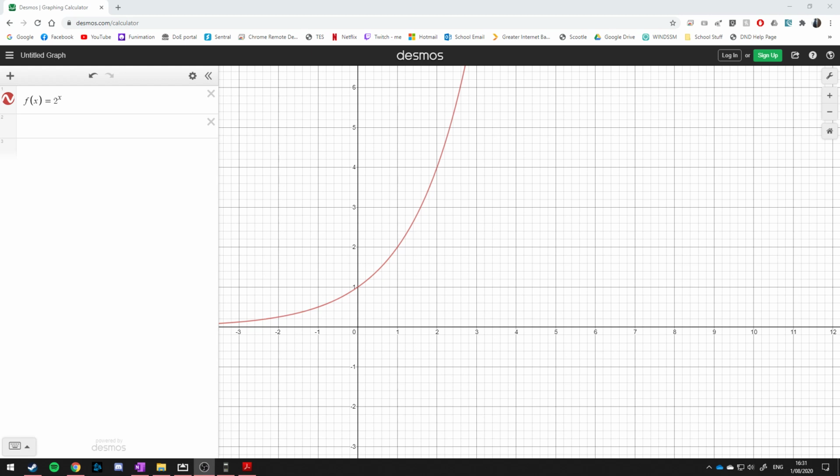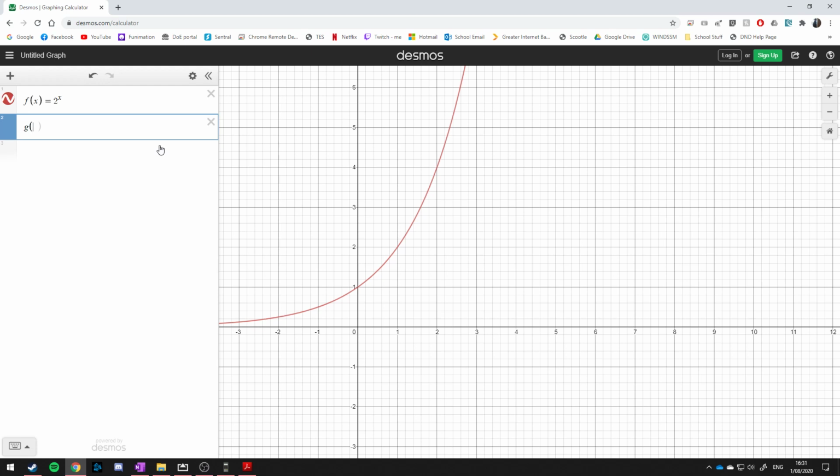Okay, so in this video we're going to have a look at some exponential functions, and what we're going to do first is look at this exponential function, f of x is equal to 2 to the power of x. Now, what we notice about an exponential graph is that if we were to take tangents all the way along, the graph is increasing at an increasing rate, okay?